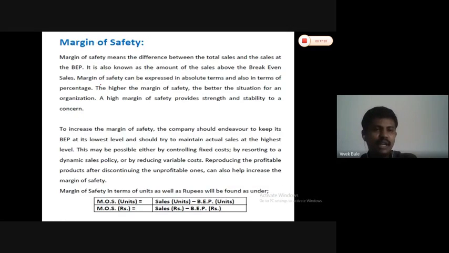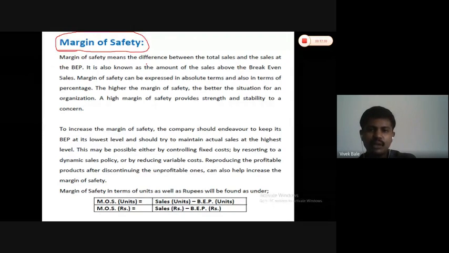Now the next point in marginal costing is margin of safety. This is the most important and the decision making factor in marginal costing. Margin of safety means the difference between the total sales and the sales at the break-even point. See, these two things are important. It is the difference between total sales and the sales at break-even point.